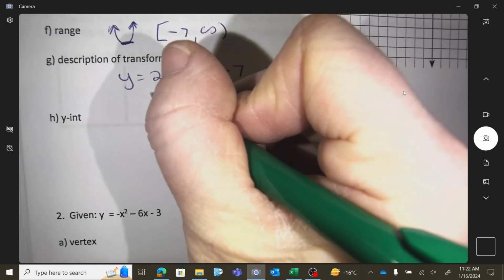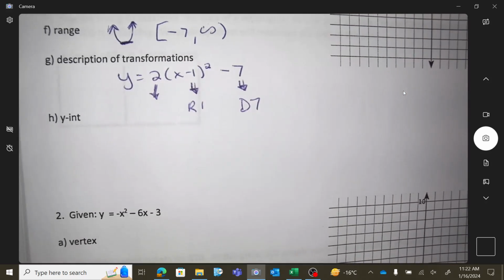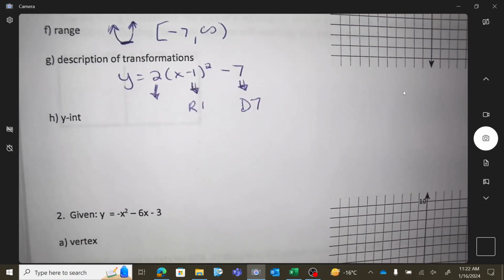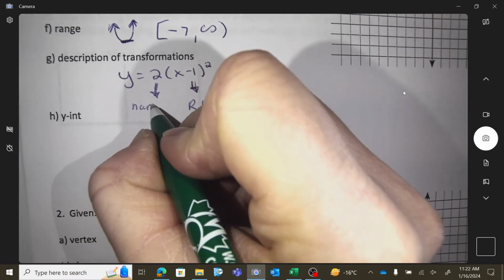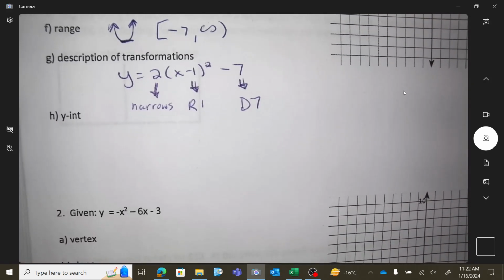And what does a multiplier like that do to the arms? Remember your parabola shape? It can move, it can flip. The arms can go out or in, flip. What does this one do? It narrows.